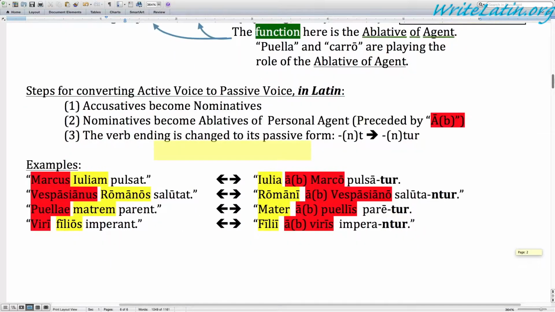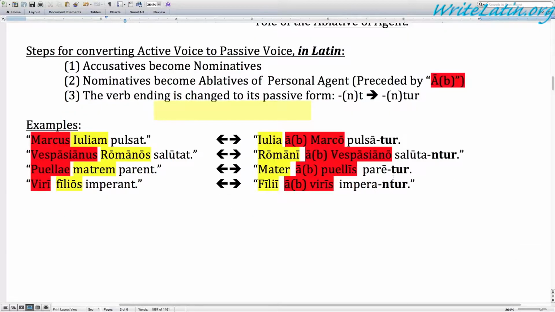Okay, and now let's go on to objective 2b and get good at converting active to passive voice in Latin. All right, these will be very similar to the English rules. First off, notice that the colors flip-flop. First it was red, then yellow. In the passive sentence, it changes to yellow, then red.